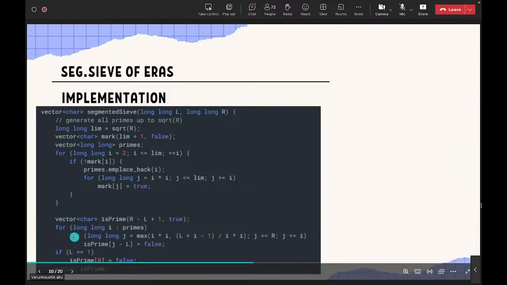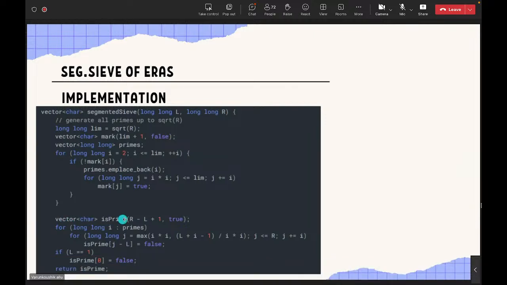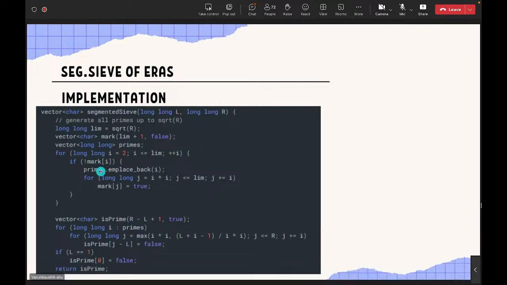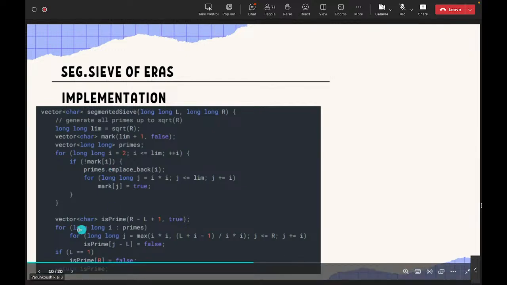Now we'll see the extension for this. How does it work? Let's say we'll take one vector is_prime of size R minus L plus one, which will be the size of the interval. We already generated all the primes and stored them in the primes vector. So this is an auto loop which will run till all the primes are covered. In the second for loop, same as the sieve, we'll keep on marking all the multiples, and we'll take the maximum of i*i and (L + i - 1) / i * i.